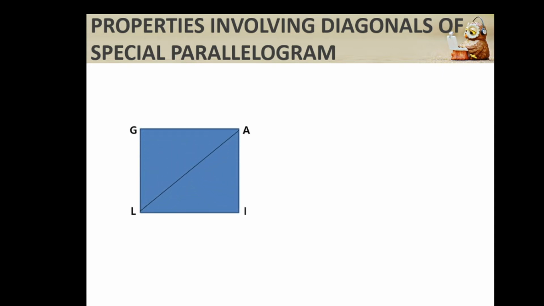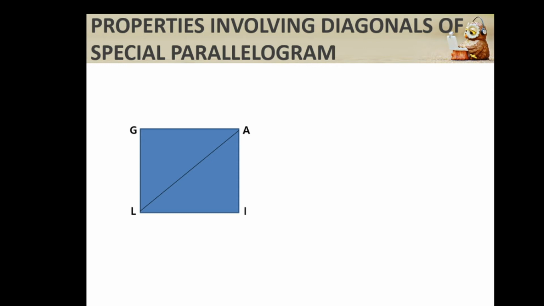We all know that in a parallelogram, the diagonals divide the parallelogram into two congruent triangles. These triangles could be isosceles or scalene triangles. When we say isosceles triangles, these are triangles having two equal sides, while scalene triangles have no equal sides.